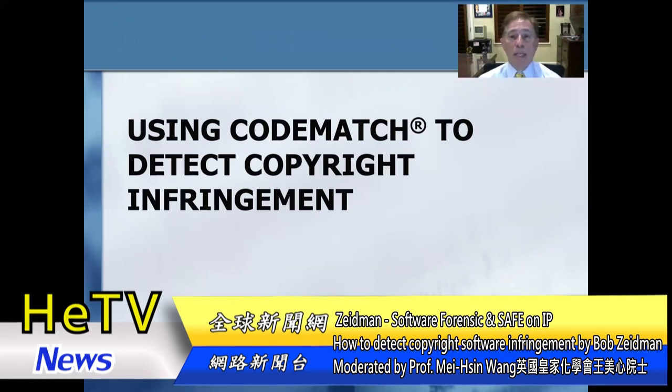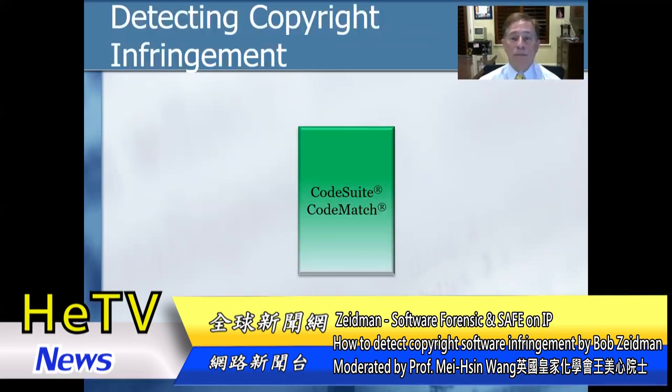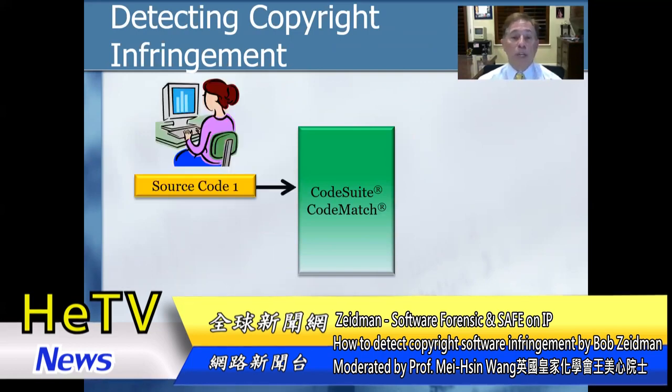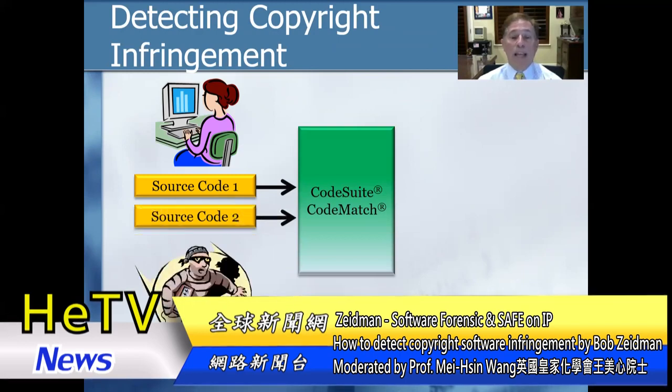So the tool that my company has developed is called CodeSuite. It has many different functions within that suite of tools. And the first one that's used to help determine whether copyright infringement occurred is CodeMatch. To use the CodeMatch function of CodeSuite, you would enter one party's code into the program and another party's code into the program.